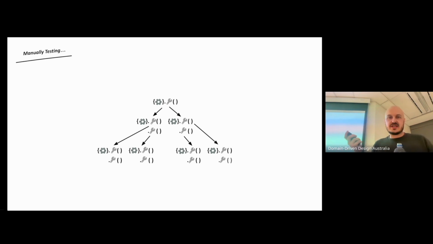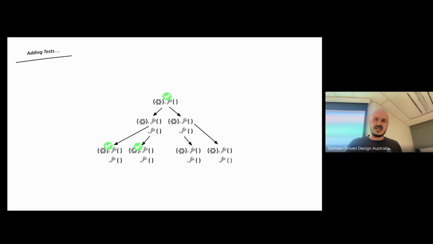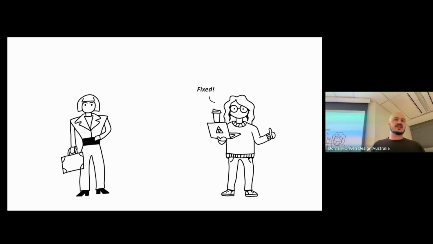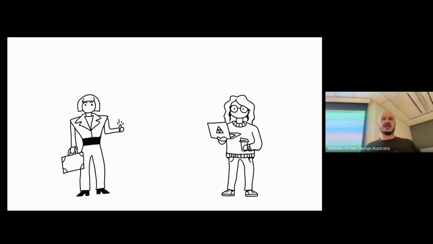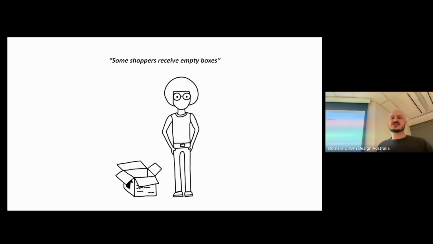And we'll do some manual testing, which takes a bit longer because we've got more scenarios to keep in mind. A few more unit tests, which takes a bit longer, which is also true for the code review. But eventually, we get it through. And we tell our boss it's fixed. We deploy it. They're happy until, oh no. I mean, these things come in threes, don't they? There's another bug. Some shoppers receive empty boxes.